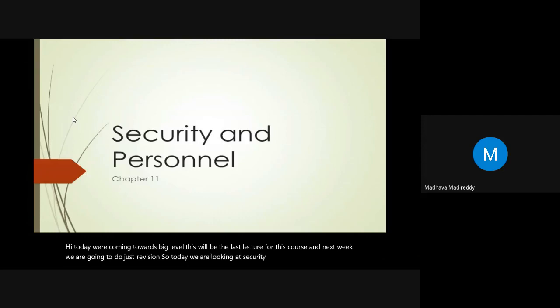That means we are looking at different personnel. Personnel means different staff members, and what qualifications and what certifications are required for each and every security person. So it's going to be a relatively shorter lecture, and we will be focusing primarily on the tutorial submission, the project submission, today.